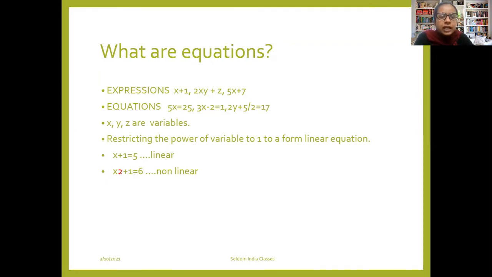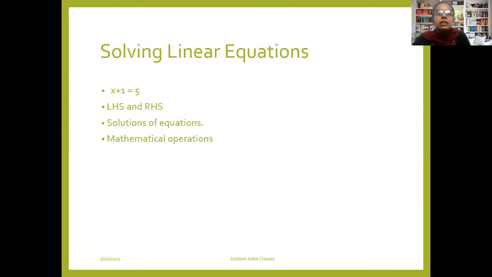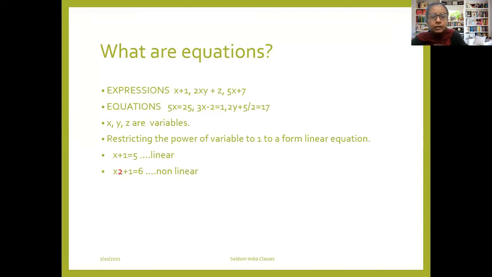The x, y, z that we are using here are called the variables. But in this chapter, we are going to deal with only one variable. Restricting the power of the variable to 1 forms a linear equation. When the power of the variable is greater than 1, the equation is non-linear. x plus 1 equals 5 is a linear equation and x square plus 1 equals 6 is a non-linear equation.